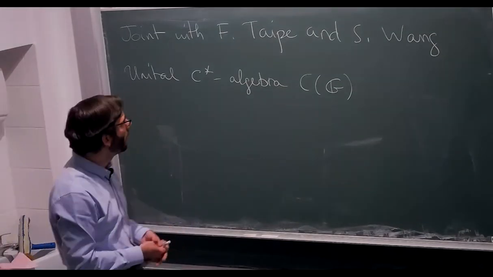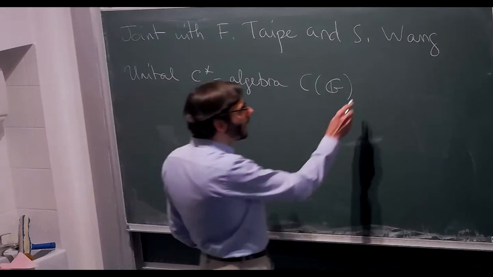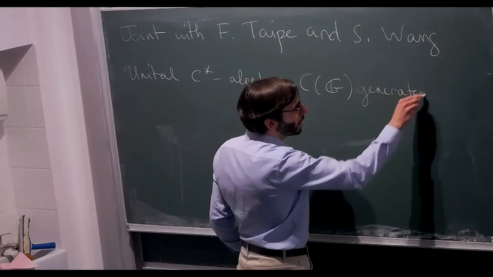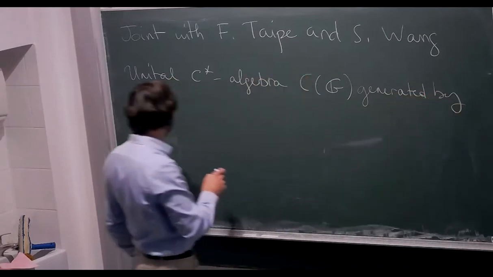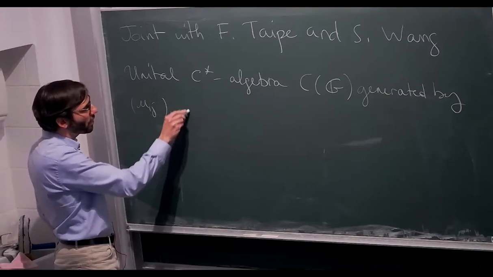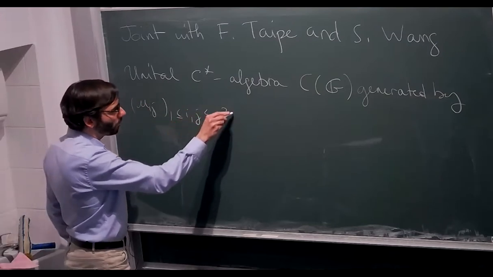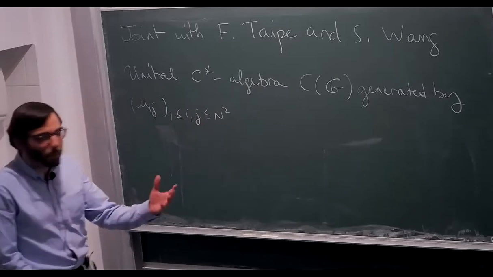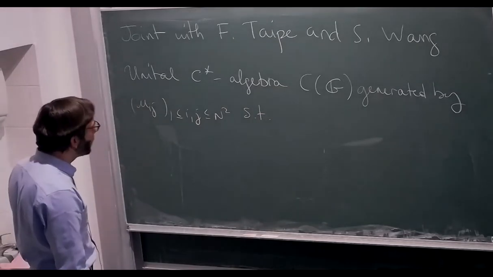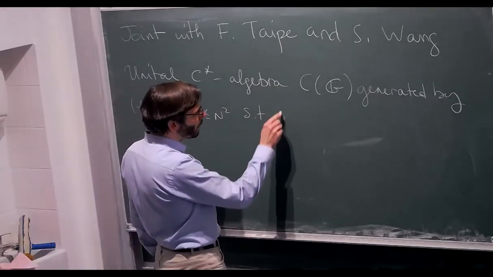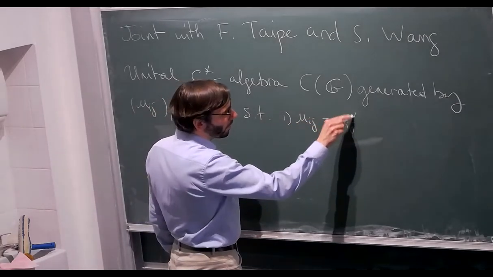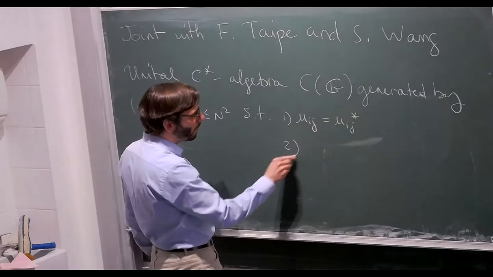So how does it work? You have a unital C-star algebra, and you will assume that it has a specific set of generators. So it's generated by some elements that I will denote by u_ij, and there are n squared of them, which satisfy some conditions. So here are the conditions that I want. First, they will be self-adjoint. I will say a word about that in a moment.